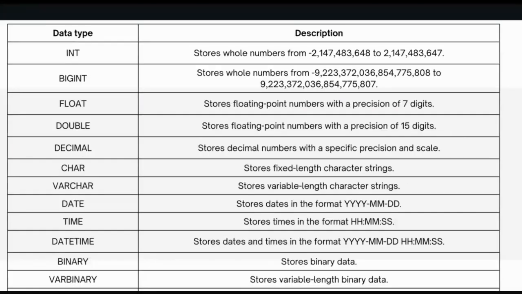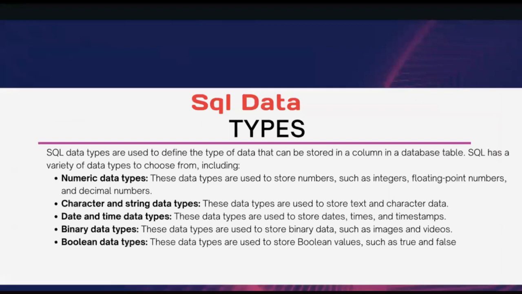Now, these are the data types and descriptions. For example, if you want to mention the data type in SQL, these are the keywords we have to mention, like integer, bigint, float, double, char, varchar, date and time, binary, varbinary, boolean. Guys, see, different databases maintain different data types. The general data types of these are numeric, character, date and time, binary, boolean.